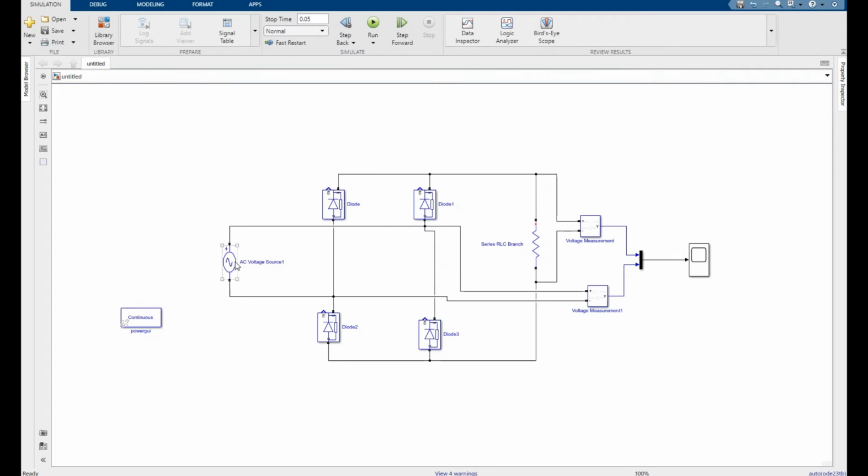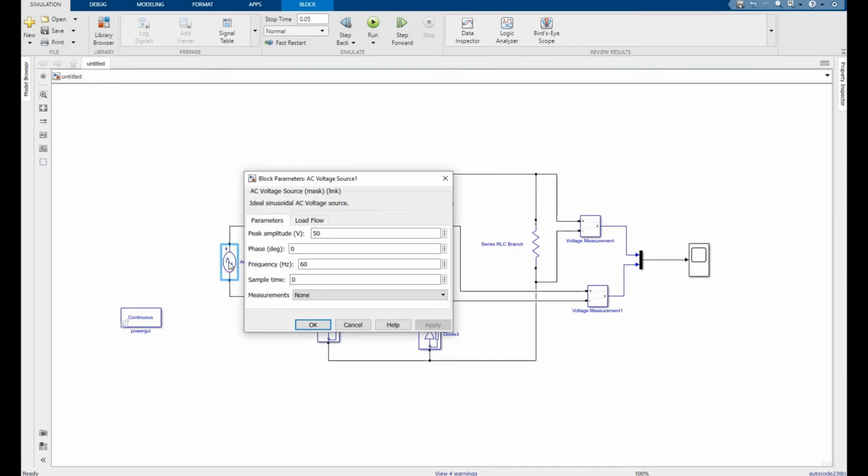So I made this circuit and I put two voltage measurements, one which will measure the input AC voltage source and the other one will show us the output voltage. And don't forget to put the power GUI in your circuit. Now click on the components so that it can easily be reconstructed.